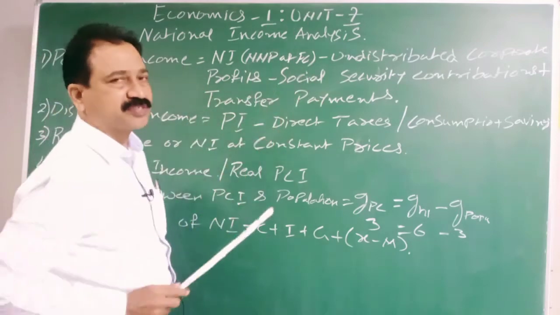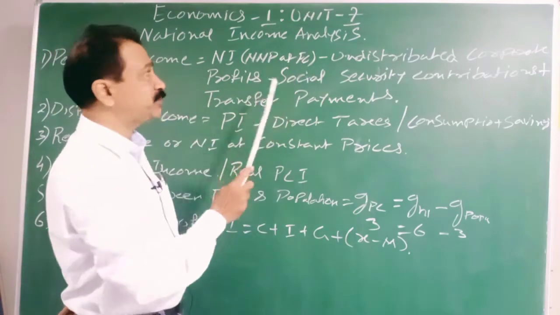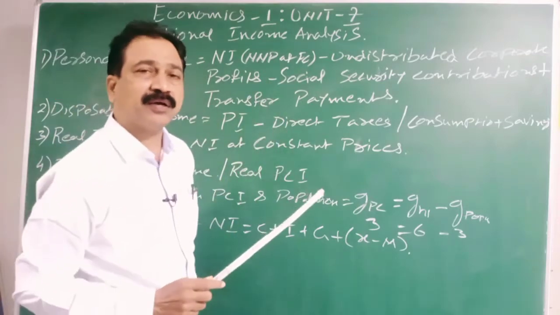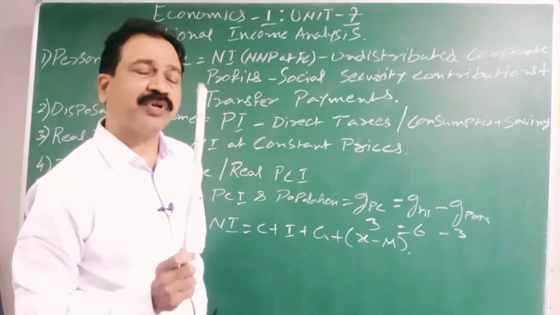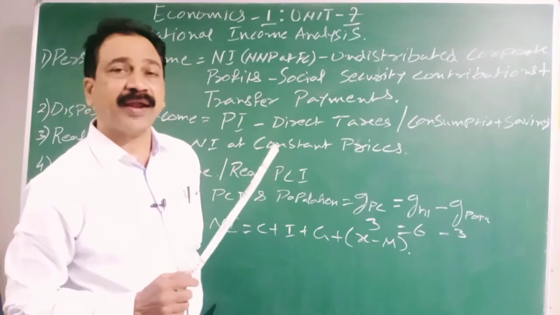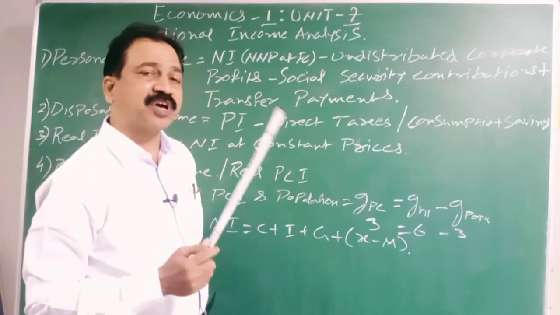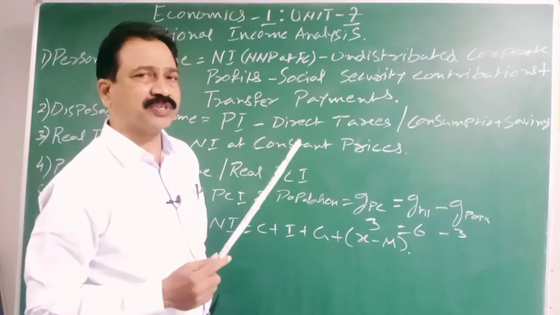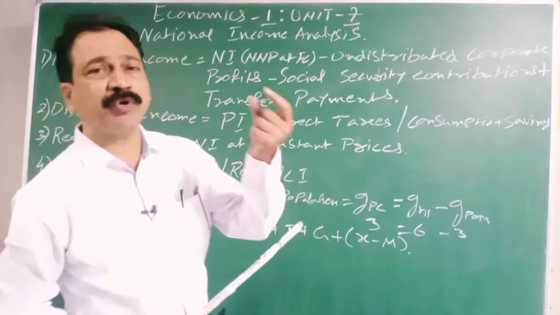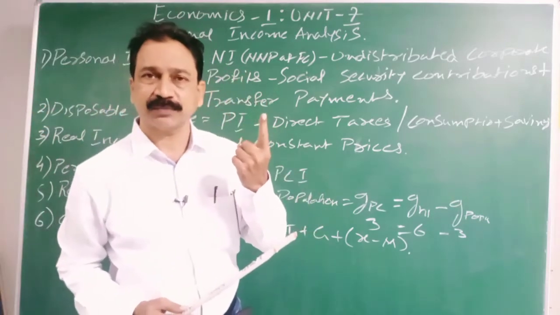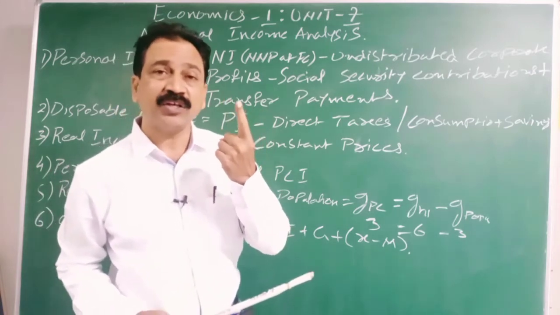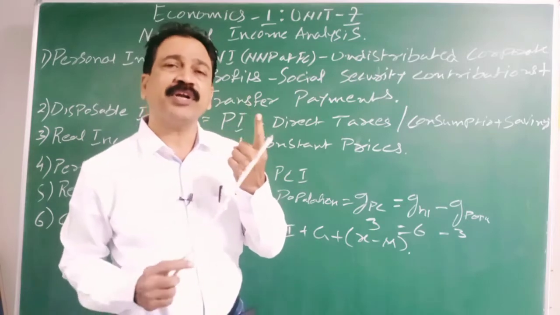Unit 7, national income analysis. We are in the 7th chapter, national income analysis. We have already seen the components of national income, the concepts of national income, and the determinant factors of national income. In the last class, in the concepts of national income, we were discussing GNP at market price. Those are very important concepts. Whichever depend on GNP at market price, we completed all of them yesterday.